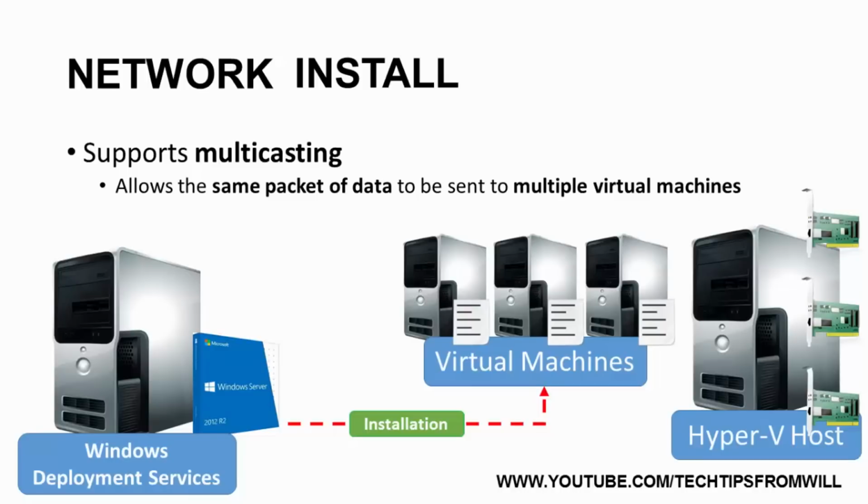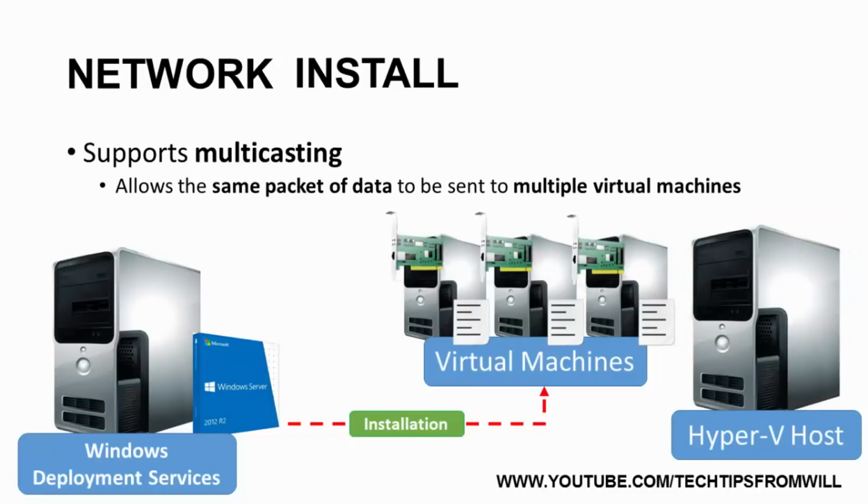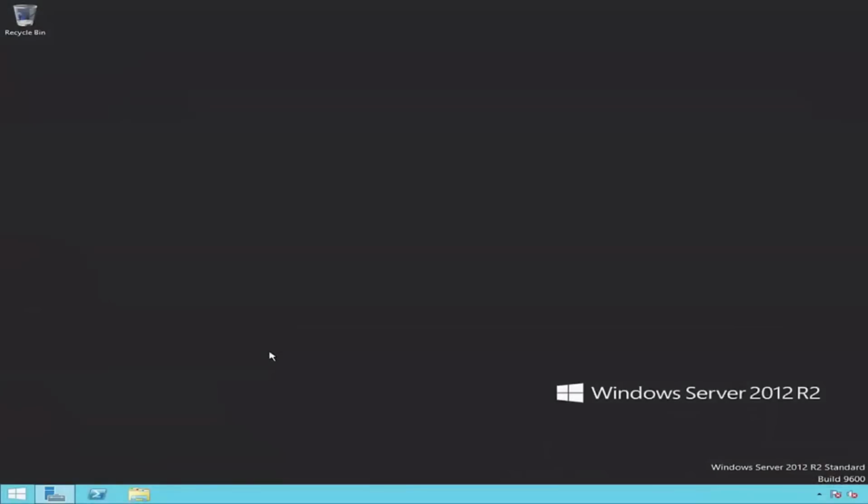Once the virtual switch has been created, you can attach it to the virtual machine. The virtual machine will see the virtual switch as a locally installed network adapter. This puts the virtual machine onto the network and will allow it to communicate with the Windows Deployment Services server. To demonstrate this better, I will now change back to my Windows Server 2012 R2 server.